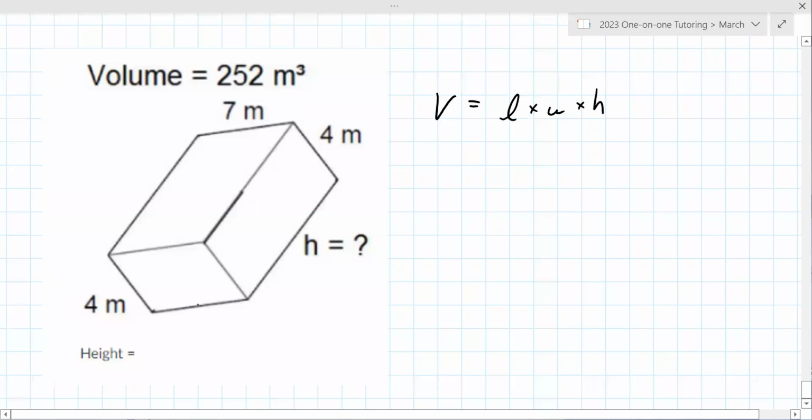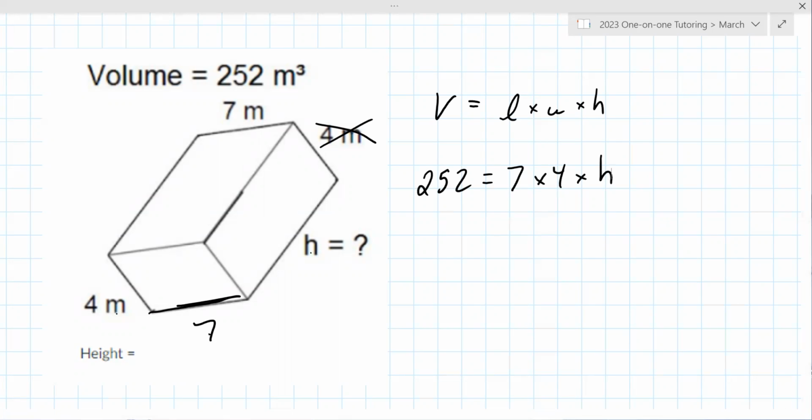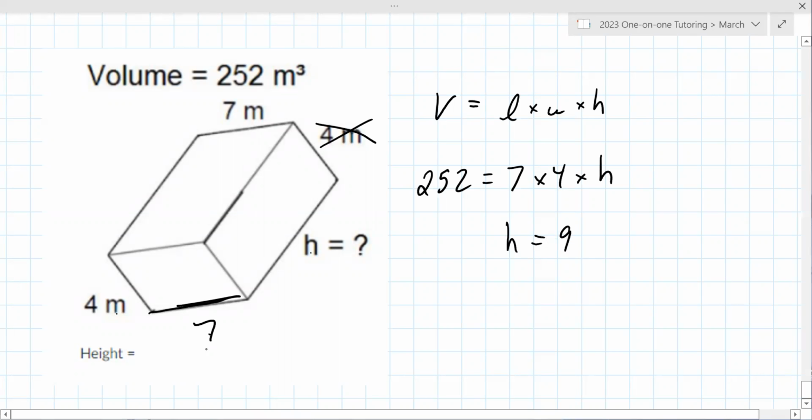The length, to me, is this dimension here, which is 7. You've got to get the 3 dimensions though. It's 7, 4, and h. They're giving you an extra dimension here, which you don't need. So your volume 252 is 7 times 4 times h. So you have one unknown there. You can multiply 7 times 4 and divide both sides by 28. This again works out really nicely. The height ends up being 9.